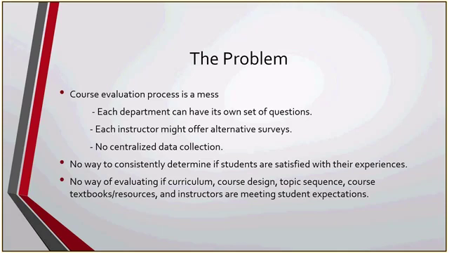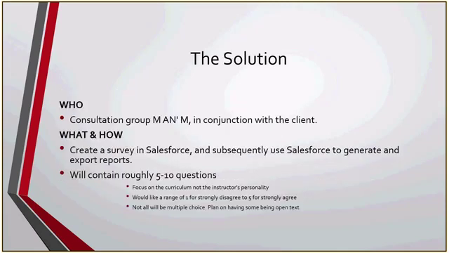There's no way to determine if professors have improved from last semester's surveys, and no way to determine if students are satisfied with their experiences at this given time. Additionally, with the current course evaluations, it is impossible to evaluate curriculum, course design, topic sequence, course textbooks and resources, or whether the instructors are meeting the students' expectations. And so Michael is going to follow up with our solutions to these problems that we are facing currently.